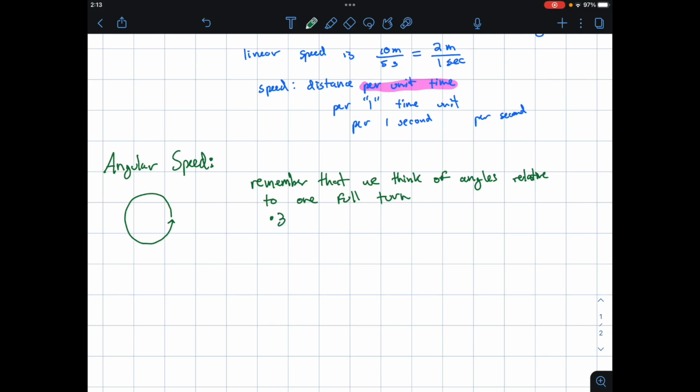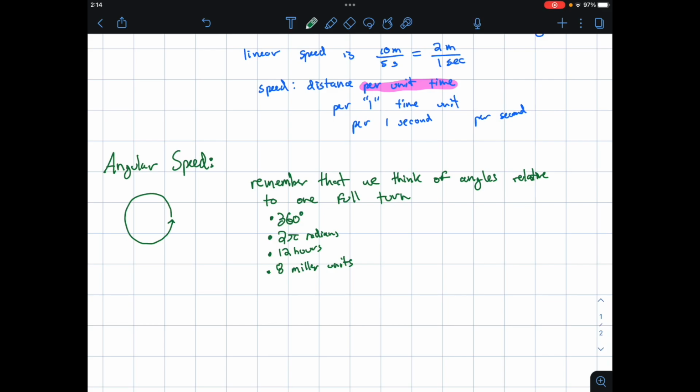And now we might choose to call that turn 360 degrees. We might choose to call that turn 2 pi radians, or we might call that turn 12 hours, or we might call it 8 Miller units. But the point is, we tend to think about angles and rotation relative to 1 full turn. So now let's take an example here.